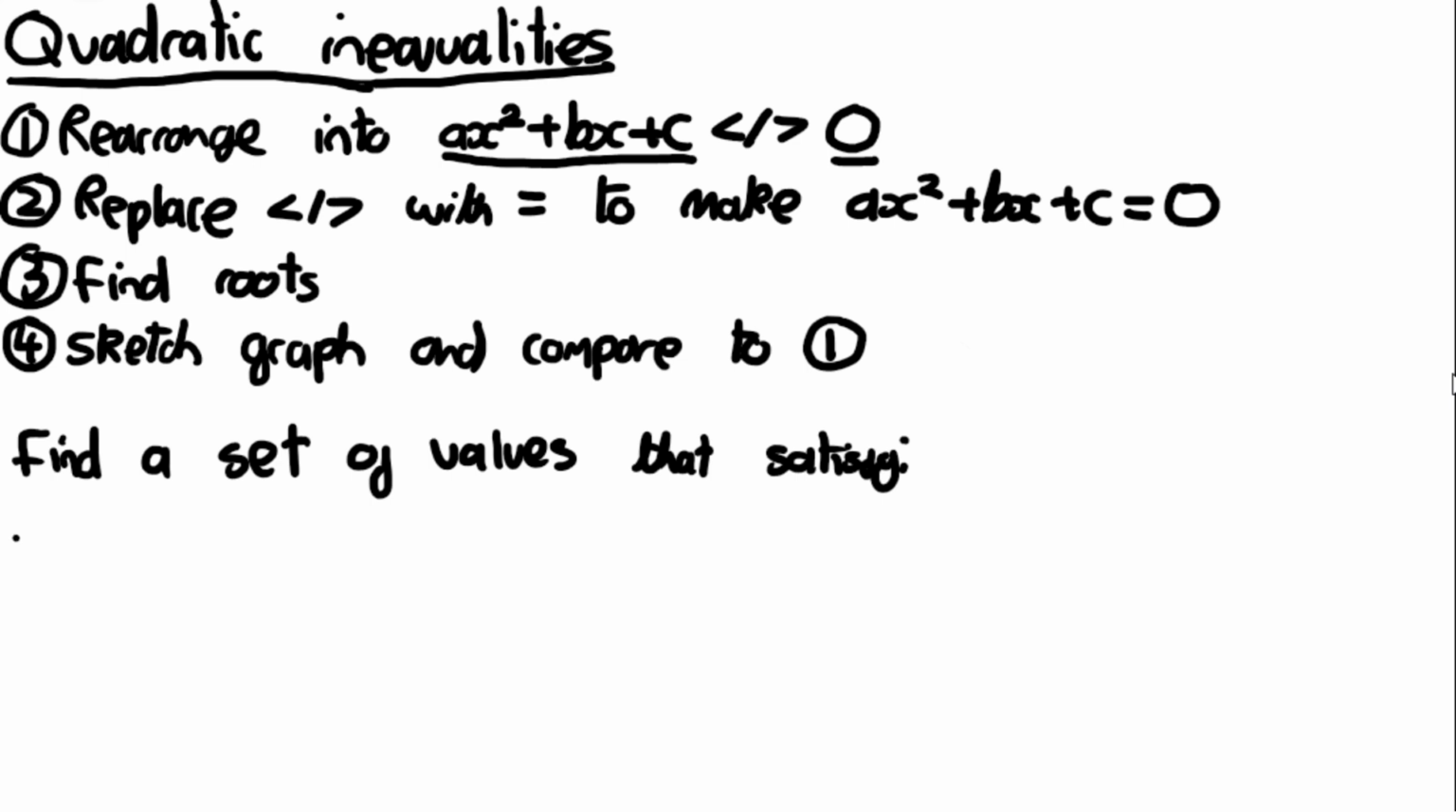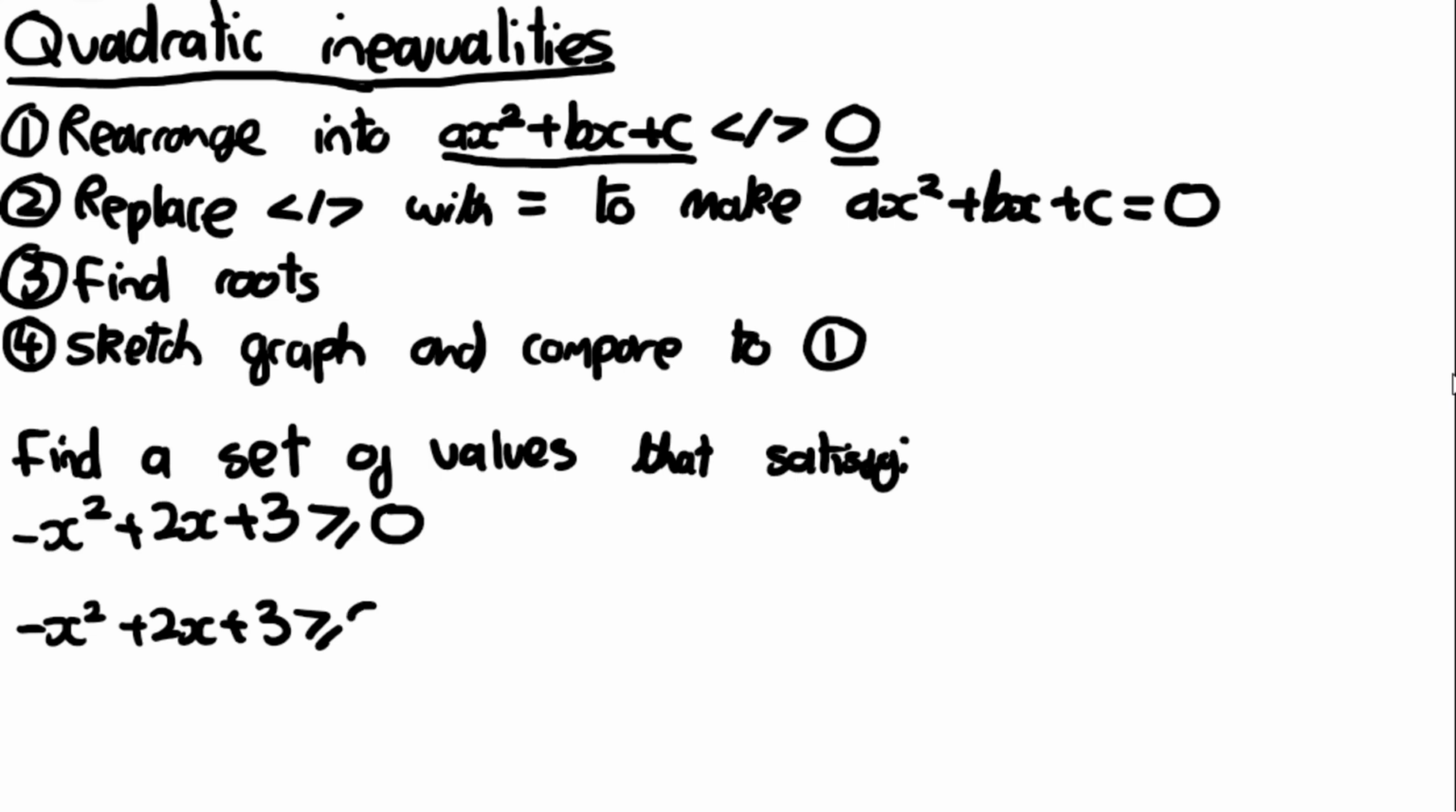So let's use minus x squared plus 2x plus 3 is greater than or equal to 0. Well, the first step we don't need to do because it's already in the form that we need. It's already in the form ax squared plus bx plus c, and then an inequality sign, and then 0. The second step, we replace the inequality sign with the equal sign to get it in the more familiar form. And then we find the roots. So you can use a calculator, and I find them to be minus 1 and 3.